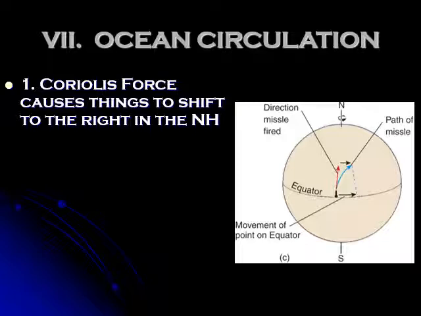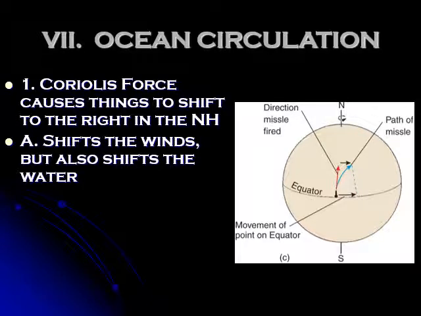And we'll do a lab in class, and this will demonstrate that things will definitely have a curvature as they are spinning. And in the northern hemisphere, what you can see is that a projectile is going to be directed to the right. So the red arrow is indicating that the missile is being fired to the north, but because of the rotation of the Earth, the pathway is going to be curved off to the right. So the main concept of the Coriolis force is that objects are going to shift direction to the right in the northern hemisphere. This shifts the winds, but it also shifts the water, and we'll see how this affects the currents as well.